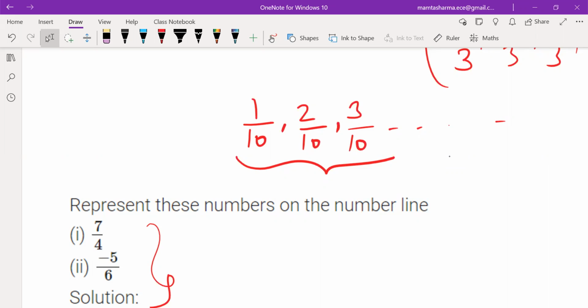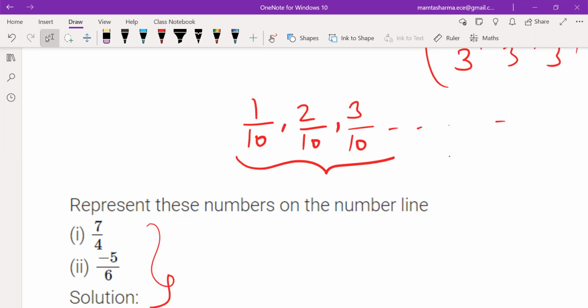All of you, I am saying it again, if you find any problem anywhere, please ask me at that time only. I have a doubt, ma'am. Tell me. Can the denominators be different for negative and positive numbers? The denominator would be the same for all, positive numbers and negative numbers. Okay. So now represent these numbers on a number line, 7 by 4.